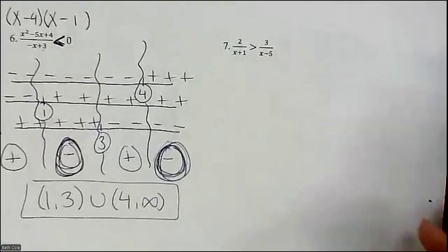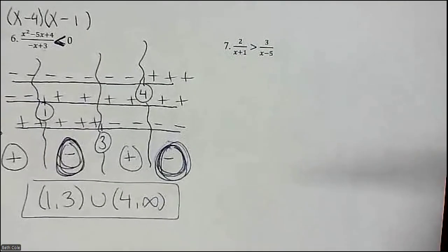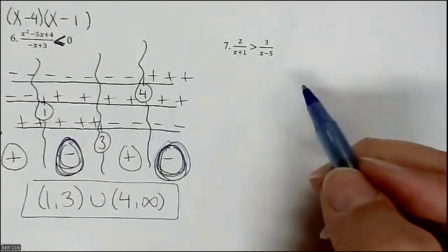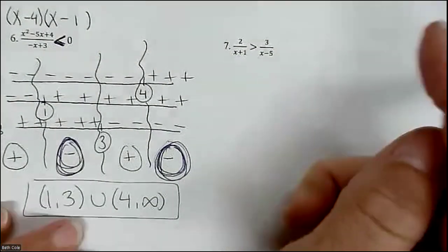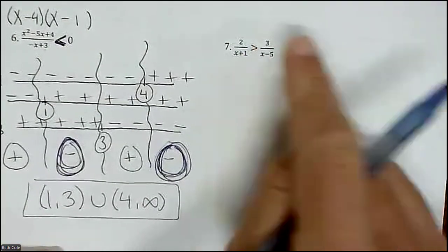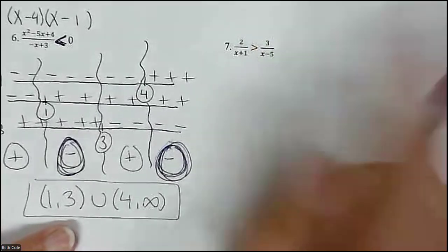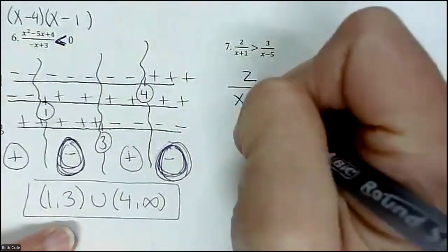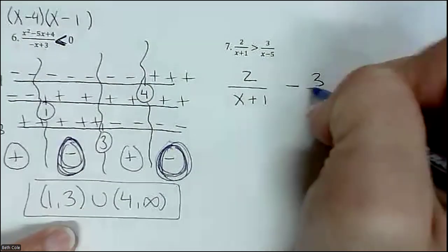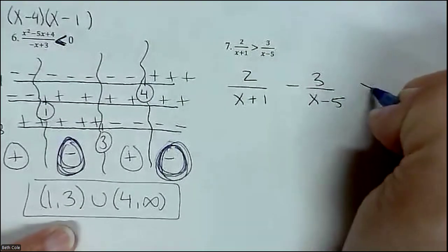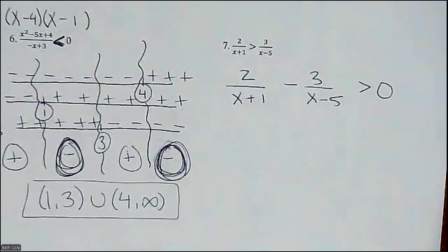Now this one, I've saved the hardest one for last. This one is difficult because you don't have 0 on one side. You're going to have to get 0 on one side before you can do anything else. So we're going to subtract this entire fraction over, and that's going to involve doing some algebra. We have to get a common denominator. Okay, it's not hard. It's just going to involve a little bit of work.